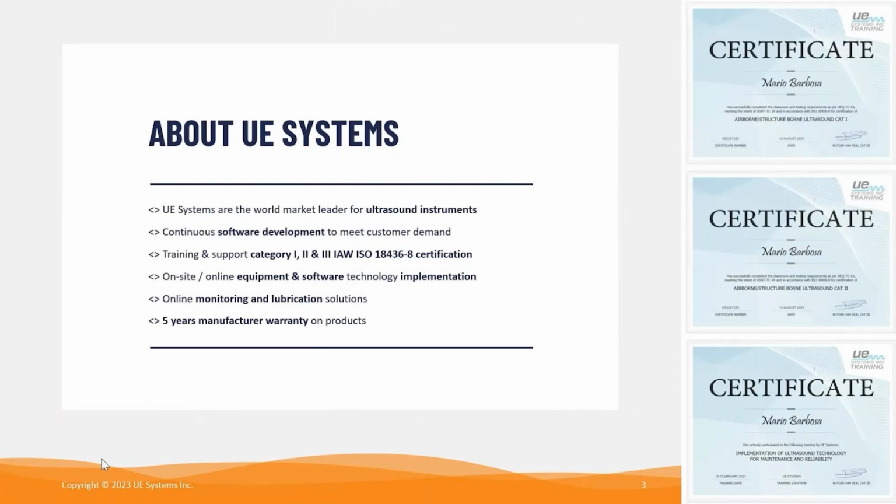We have our training and support on board and the certification training CAT 1, CAT 2, and 3 as per the ISO 18436-8. And also we offer the on-site and online implementation programs in order to take you to the best or the next level of implementation and to kick off your ultrasound program in your plant. We have also the online solutions available in our tool belt. And today we will be covering the main essentials of the implementation of the ultrasound programs and all our tools. I just don't want to forget that all our equipment and all our instruments have 5 years warranty from the day you start using it.